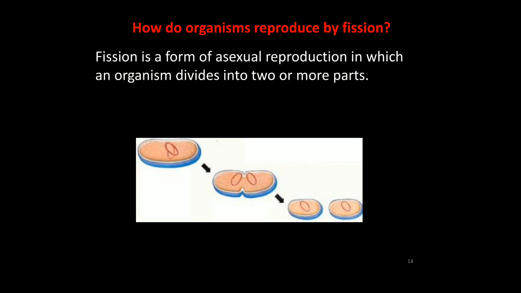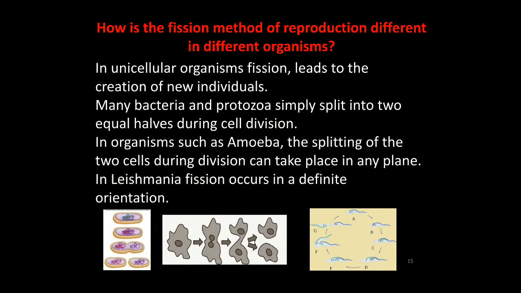See here, one cell is there, one bacterium is there, it is divided and it becomes 2. That is called fission. Fission is a form of asexual reproduction in which an organism is divided into 2 or more parts. Binary fission splits one organism into 2 new organisms. One organism dividing or splitting into 2 organisms is called binary fission. The best example is amoeba. Amoeba reproduces by fission.